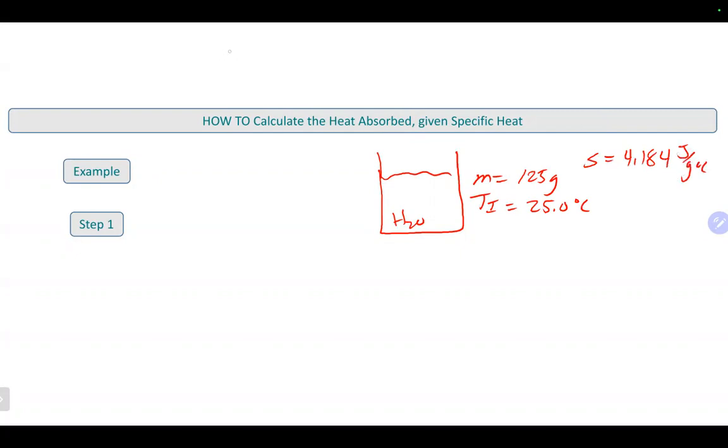And let's say we took a piece of metal here. And let's say we knew that the metal was like 95 grams, the mass of it. Let's say we heated that metal up to like 99.0 degrees Celsius. And we want to know basically what is the specific heat capacity of the metal.